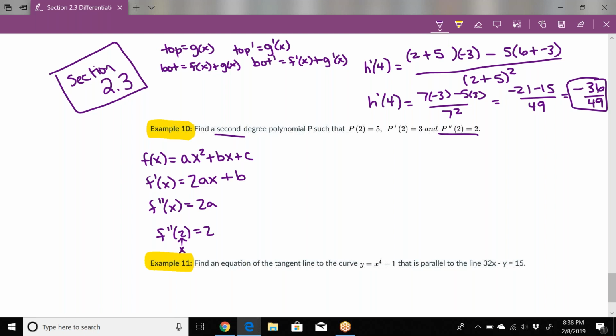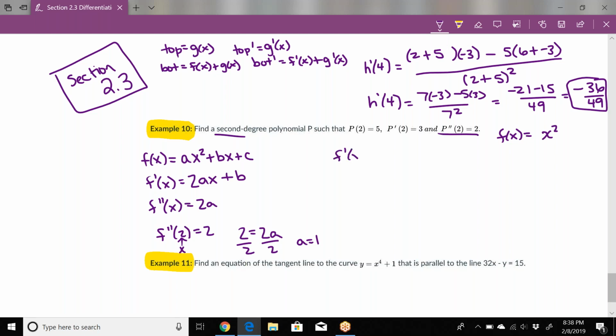So since there is no x in this function, we're just going to set the 2 equal to 2a because the x plays no part here. So if we solve this, we'll find out that a is equal to 1. So we know the first part of our second degree polynomial is that it has a 1 in front of its x squared. Then what we can do is plug that in for the next level up.